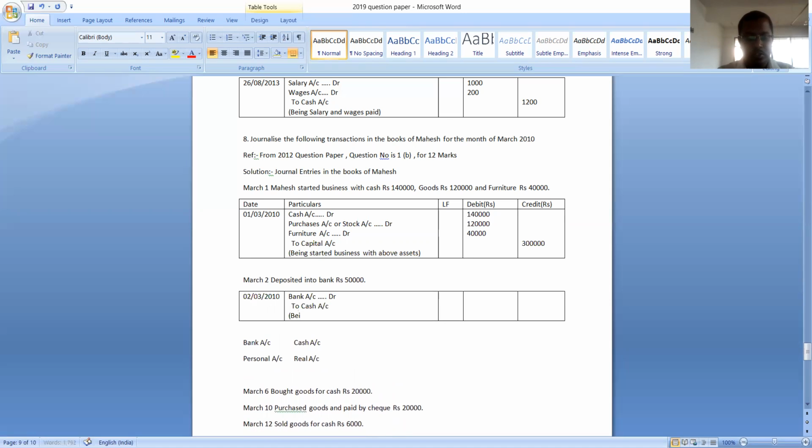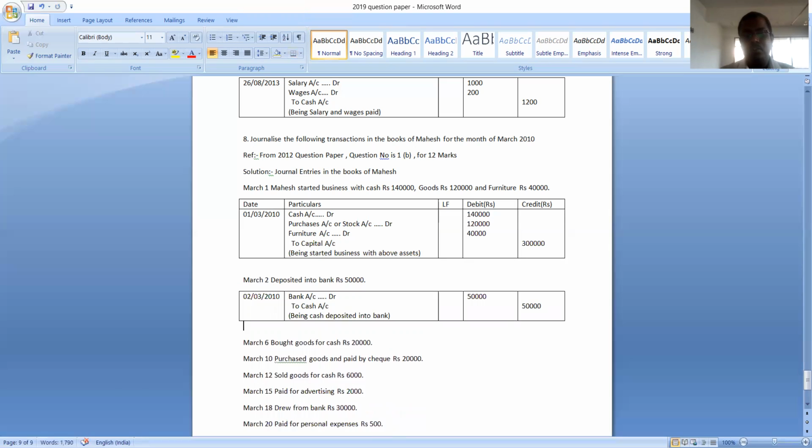What is the narration? Narration: being cash deposited into bank. Ledger folio column is nil. So bank account debit how much? 50,000. To cash account how much? 50,000. Okay. Let us move to next transaction. Next transaction is dated 6th of March 2010.